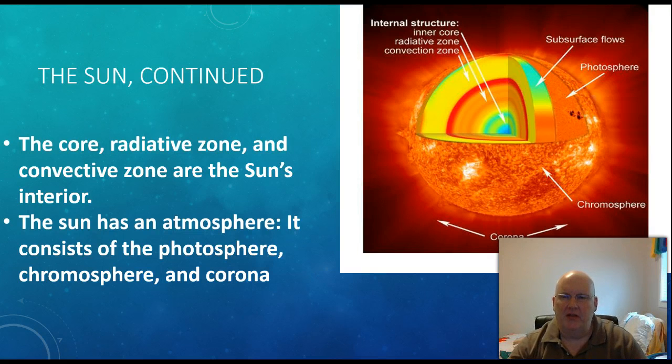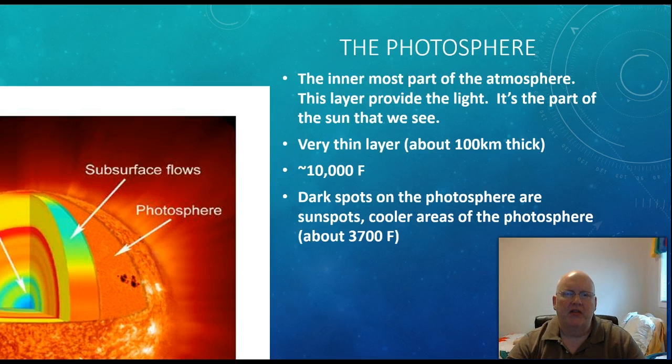All right, but the sun also has an atmosphere, and the atmosphere has three parts. It's called the photosphere, the chromosphere, and the corona. So you can take a look at that on the diagram. So look at the first part, the photosphere. It's the part that we see when we look at the sun, if you can look at the sun without hurting your eyes. It's a very thin layer.